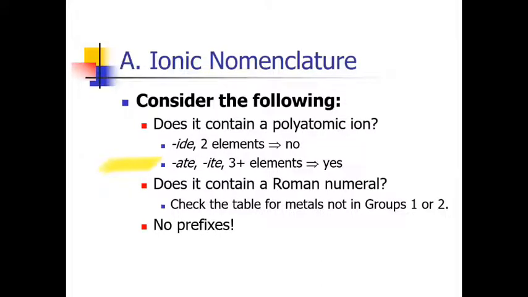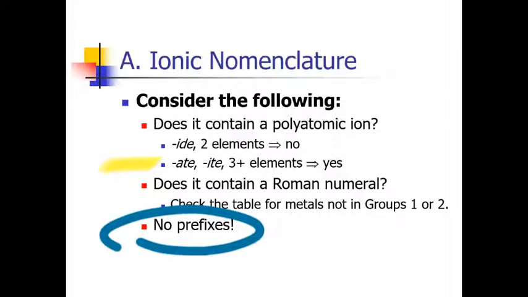So does that metal need a Roman numeral? And this last part won't make just a whole lot of sense to you just yet, the no prefixes. But when we get into molecular nomenclature, the prefixes are everywhere. We're not using any set prefixes for you within ionic nomenclature unless it's one that's already part of that given name for a polyatomic ion.